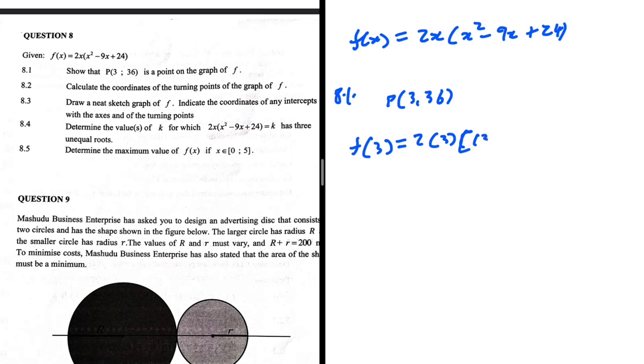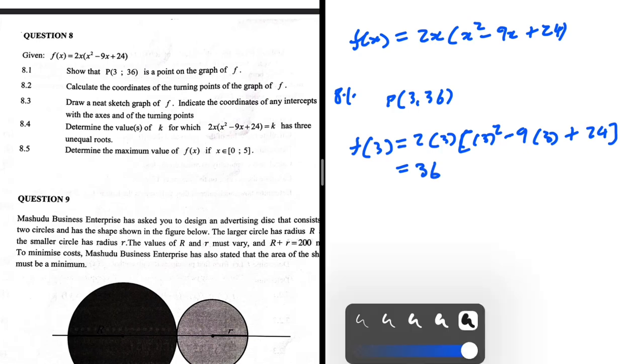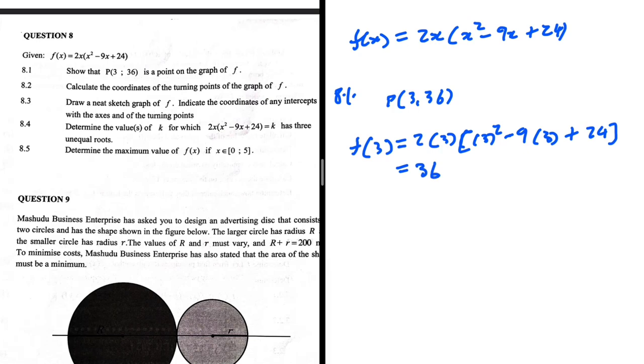So we substitute 3 in place of x: 2 multiplied by 3, times (3 squared minus 9 multiplied by 3 plus 24). Let me put that in my calculator. I have 6 multiplied by (9 minus 27 plus 24), and that is 36. So indeed, P is a point on this function. 2 marks. Let's take a look at 8.2.